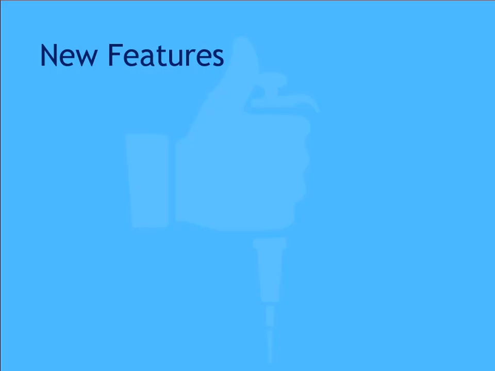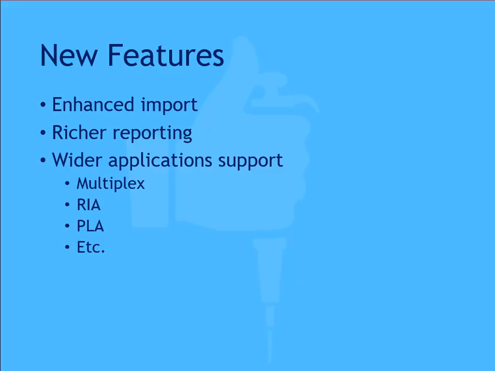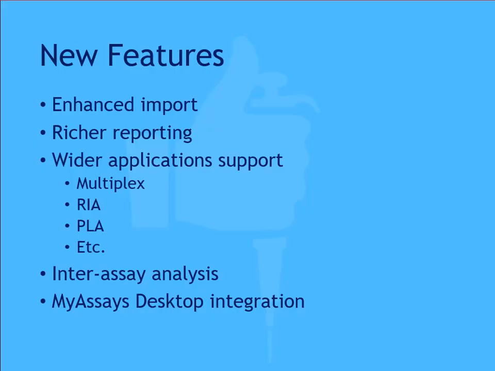To summarize the new features we've discussed that are available in MyAssays2.com, we've added enhancements to importing, supporting new data types and proprietary reader formats. We've added richer reporting in both PDF and Excel formats. We covered an example of working with the general 4PL curve. But in addition to common curve fitting applications and ELISA assays, we've added further support for a wider range of applications, including multiplex, RIA, parallel line analysis, kinetic, spectral, etc. MyAssays2.com also includes inter-assay analysis features and integration with MyAssays desktop.